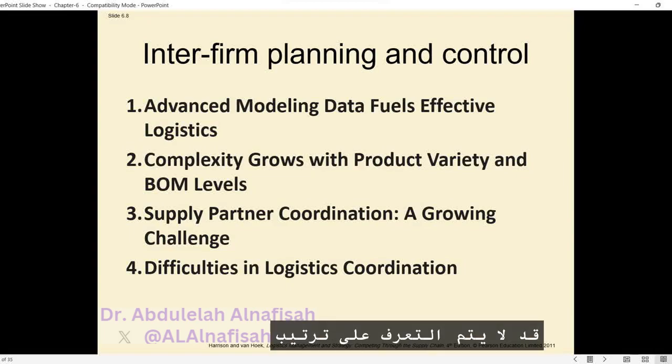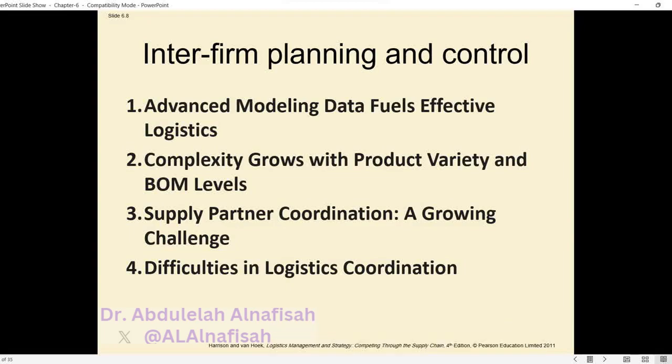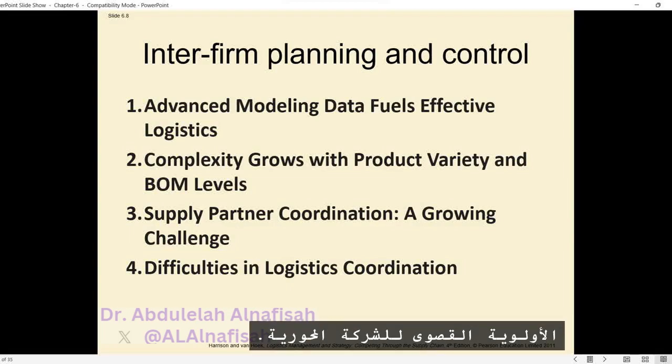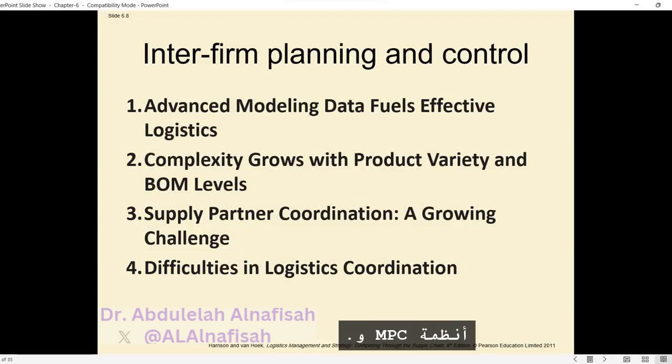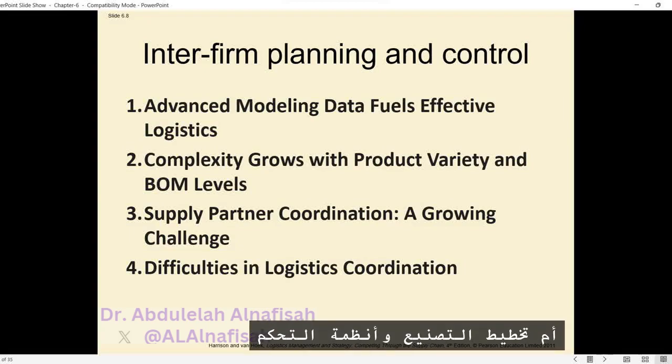An order of top priority for the focal firm may not be recognized as such by upstream partners. 4. Inadequacies in MPC systems design and manufacturing planning and control. MPC systems with design flaws can hinder efficient operations.